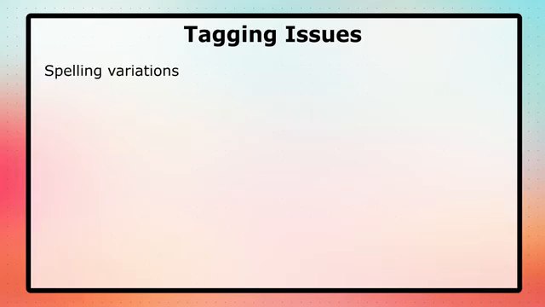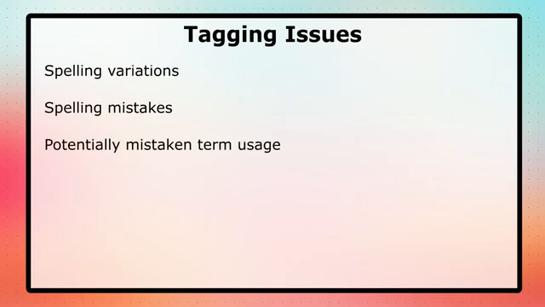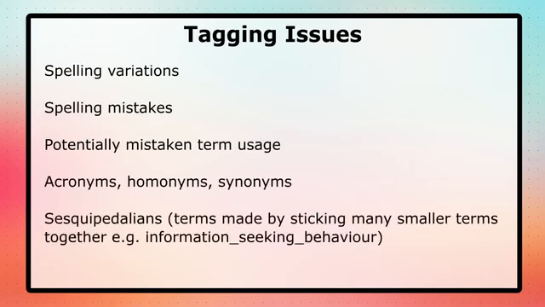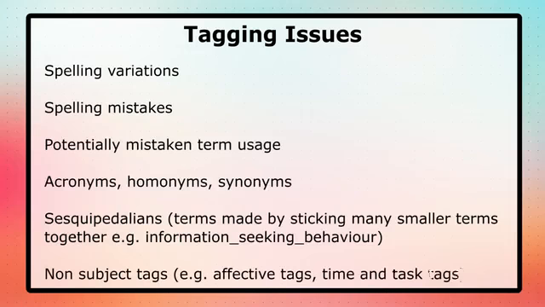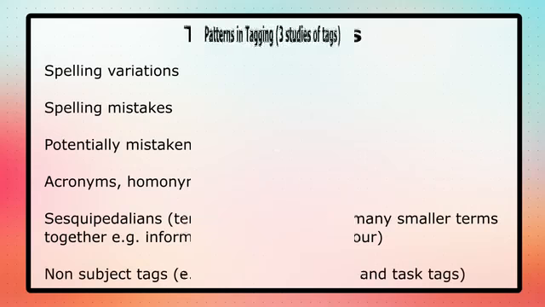Tagging issues. Spelling variation, spelling mistake is a very common issue. Potentially mistaken term uses, acronyms, homonyms, synonyms. Sesquipedalians, terms made by sticking many smaller terms together, for example, information seeking behavior. Non-subject tags, that is affective tags, time and task tags.